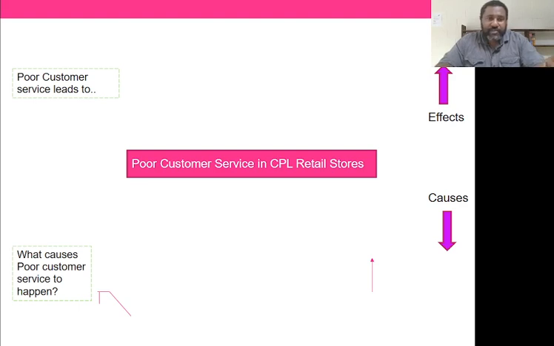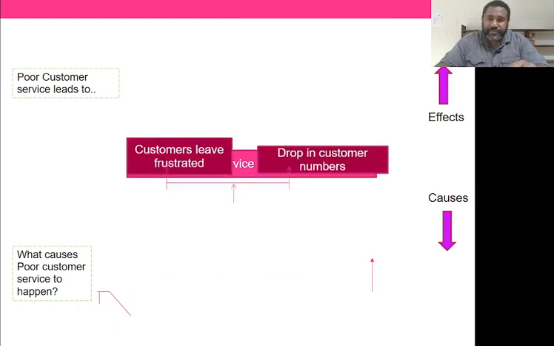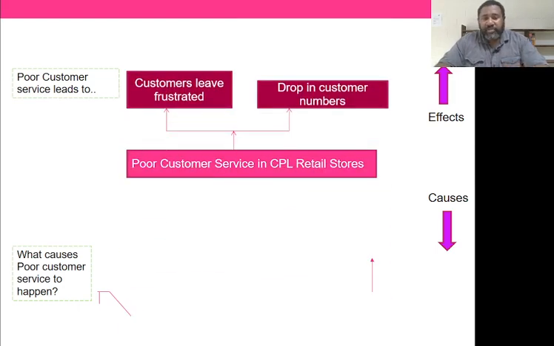The effects is poor customer service leads to, and those are the things you place in that particular area at the top of that particular problem statement at the bottom. And then right at the bottom, the causes, what causes poor customer service to happen in the CPL retail stores. So if we look at this particular problem, if poor customer service happens, two things happen when the poor customer service happens.